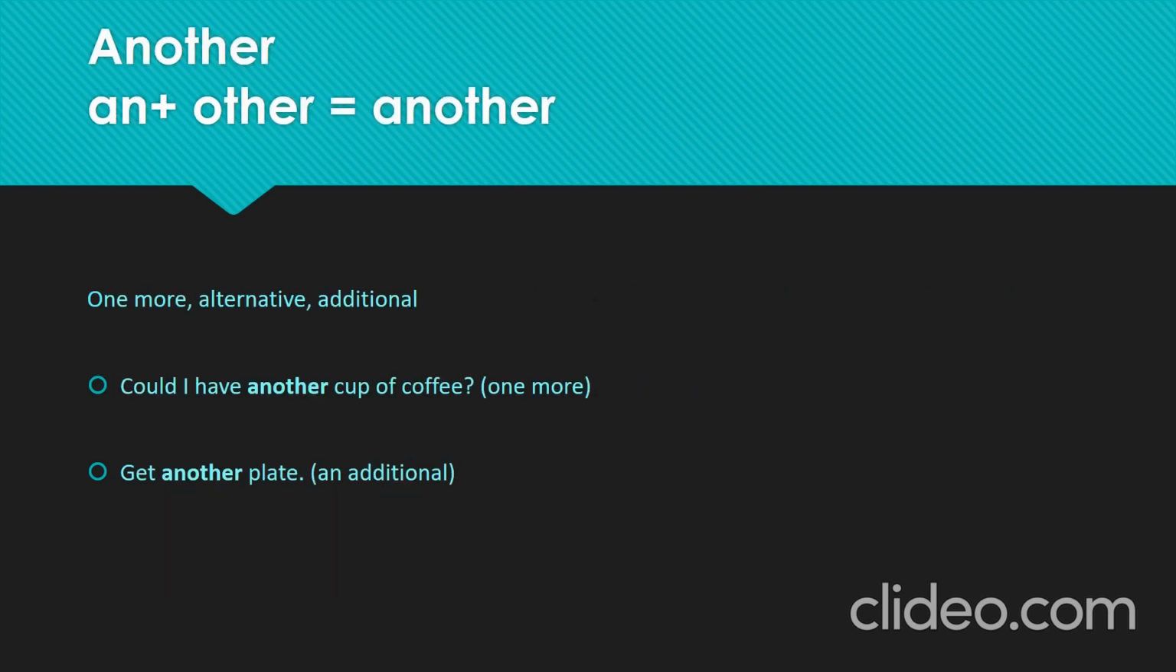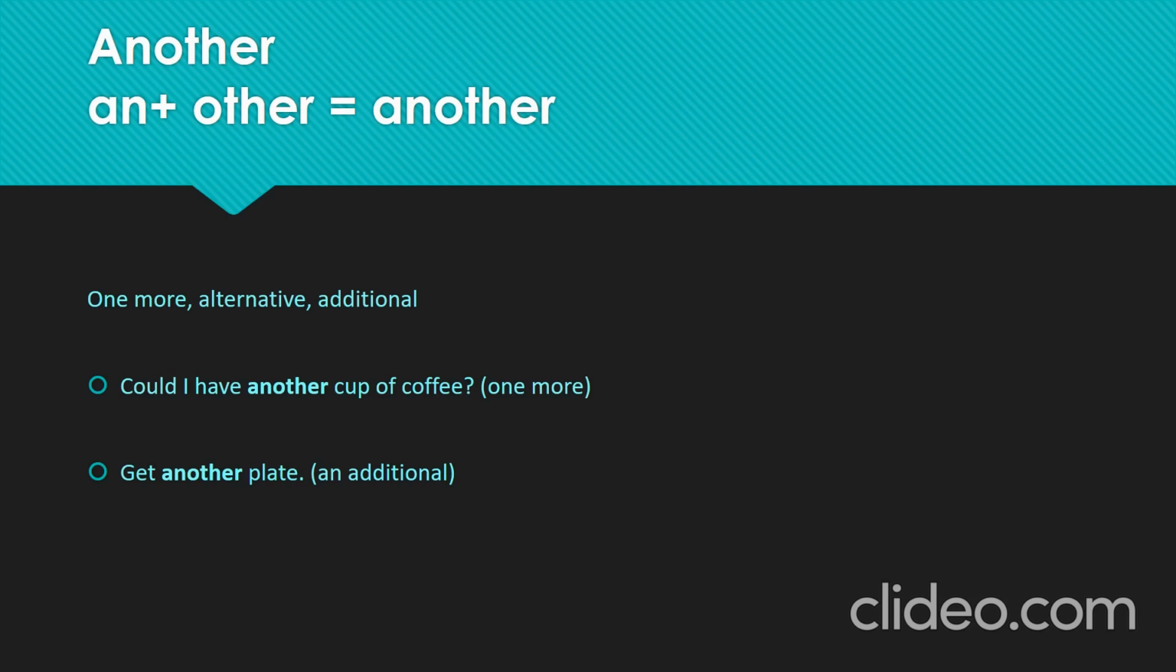Another is 'an' plus 'other', which gives us another, that is one more, an alternative or an addition. For that you can use another. Could I have another cup of coffee? So you have already drunk one cup of coffee and you expect one more. For that you can use another. Get another plate. So in addition to the existing one, you are asking for one more. You can use another plate here.